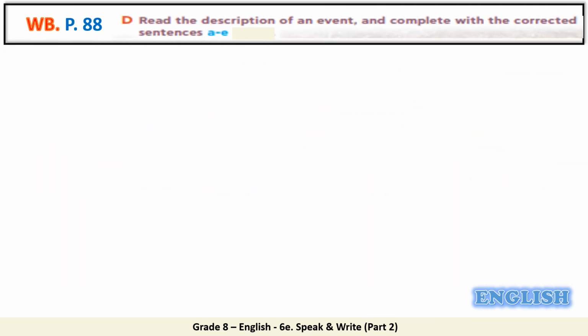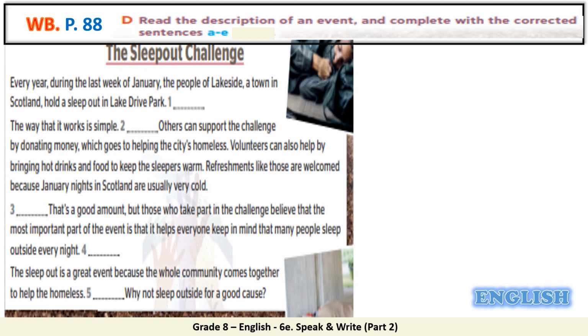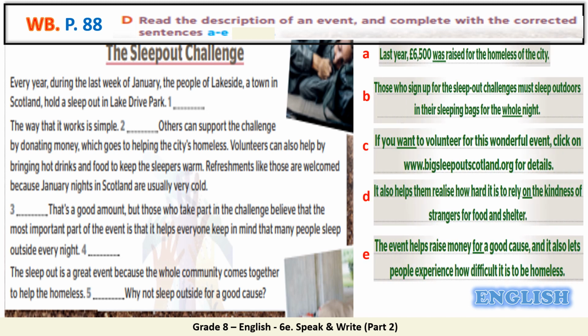Now, move to exercise D, workbook page 88. Read the description of an event and complete it with the corrected sentences A to E. Once you're done, you can check your answers in the next slide. Now it's time to check your answers.